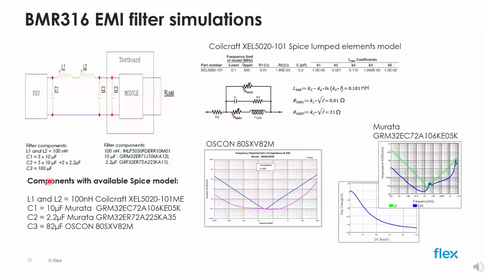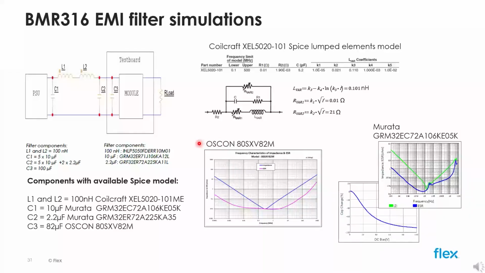In my simulation, I've replaced the original components with similar parts having available SPICE models for convenience. I'm using a Coilcraft inductor with the same equivalent circuit we have seen before, now with actual values provided by the supplier and calculated at 1 megahertz. Same goes for the ceramic capacitors. Capacitor C3, originally 100 microfarad, is replaced with an 82 microfarad Oscon capacitor.